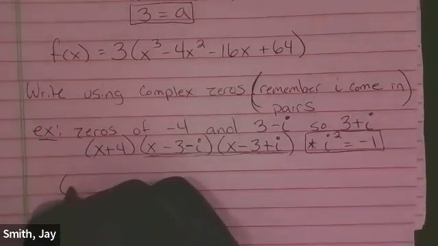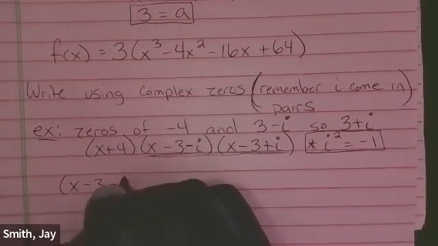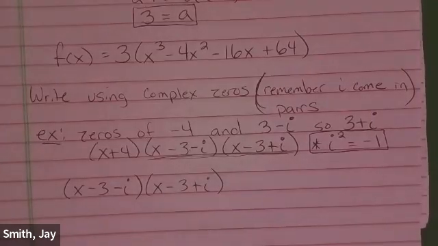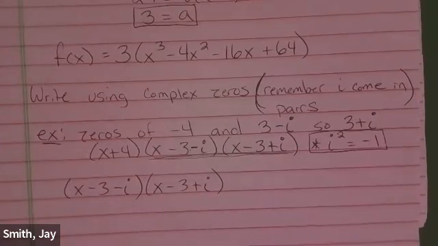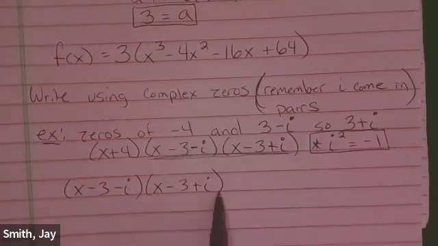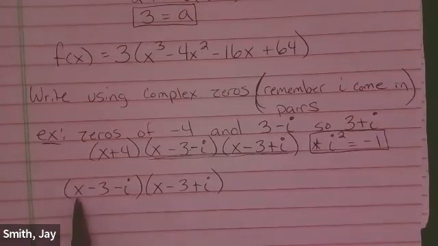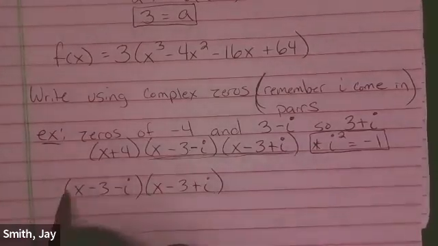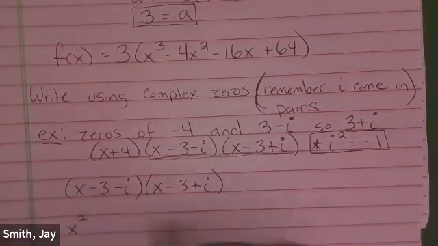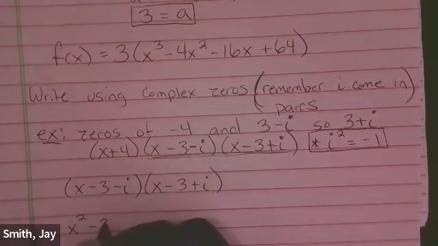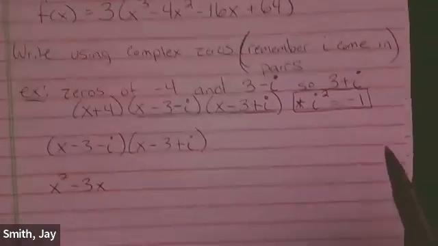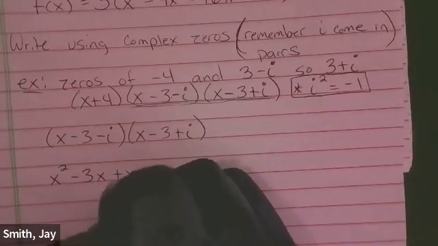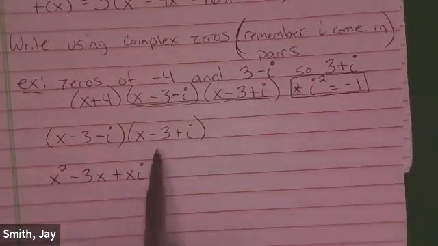x minus 3 minus i and x minus 3 plus i. So we're just going to show that again here: x minus 3 minus i, x minus 3 plus i. And you can just look at it as a trinomial times a trinomial. So if it were me, I'm going to multiply everything in x minus 3 plus i by x, by negative 3, and by negative i. So first by x, we have x times x, that's going to give me x squared. x times negative 3 gives me a negative 3x. x times positive i gives me a positive xi.